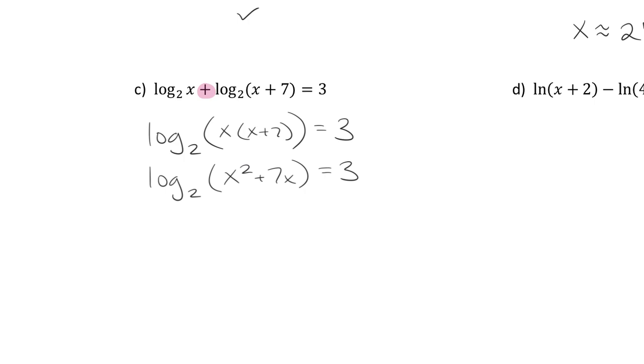Okay, the base is 2. The logarithm is isolated. We can go ahead and do that log loop. This is going to become 2 raised to the third power equal to x squared plus 7x. The base raised to the output equal to the input. We've switched them. 2 to the third power, what is that? 8. So really this is saying 8 equal to x squared plus 7x.